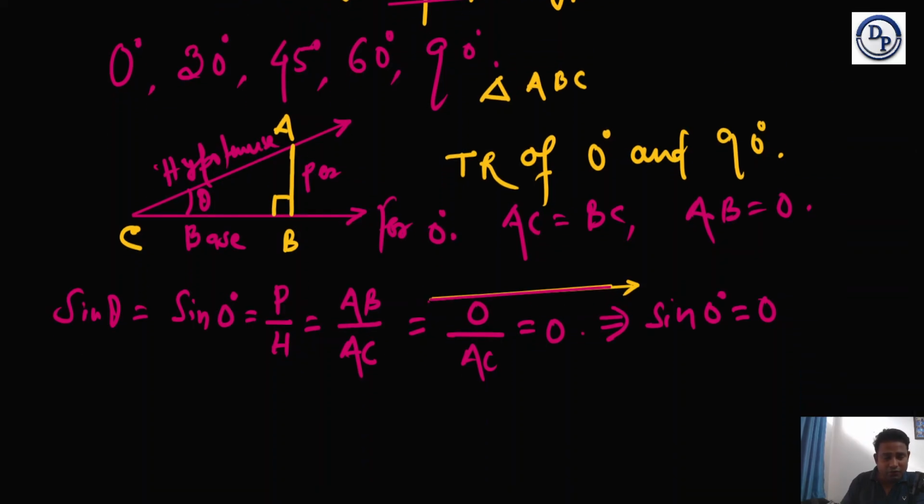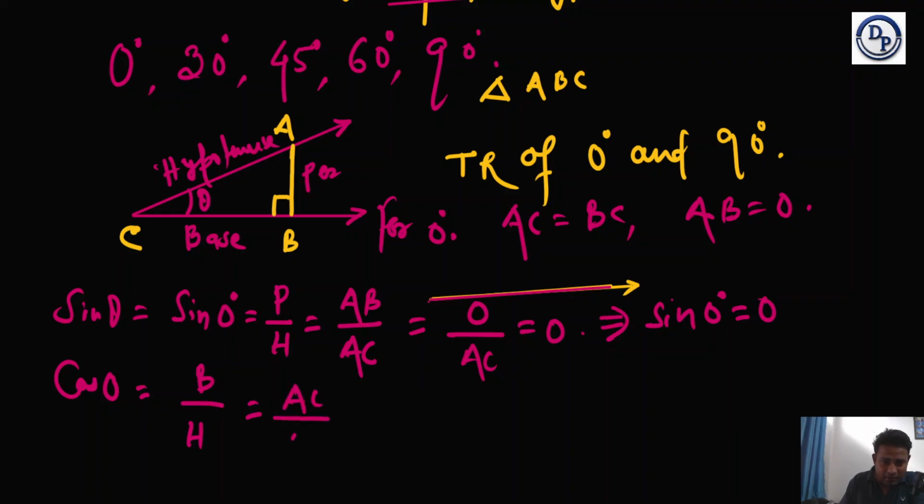Similarly, if you talk about cos 0, it's again B by H. We know cos is B by H. What is B? B is BC. So BC is BC, right, first of all.